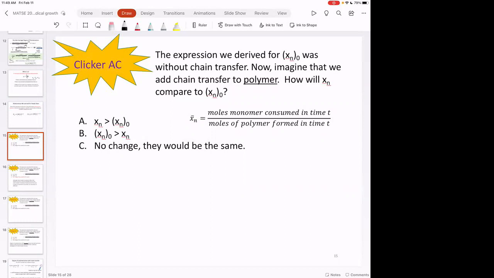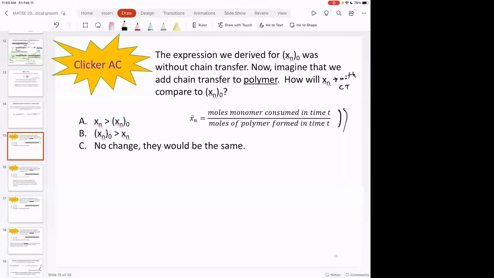Now imagine that we add chain transfer to the polymer. So we move the growing end from one polymer to the other polymer. How will Xn with chain transfer compare to Xn sub 0? You can get this from the definition of X bar n: moles of monomer consumed in time t versus moles of polymer formed in time t.